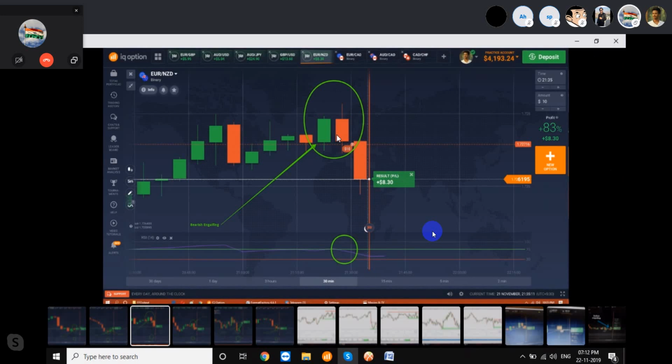So it's not a bearish engulfing. Simple thing: it's not even covering the whole candle. Exactly, 100%. So it's not a bearish engulfing. Okay, so don't consider it.